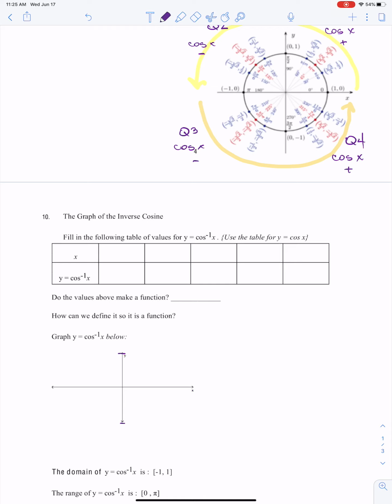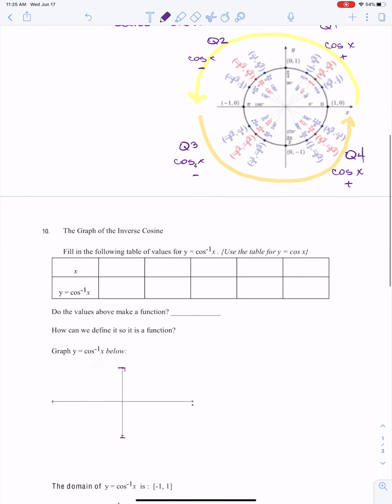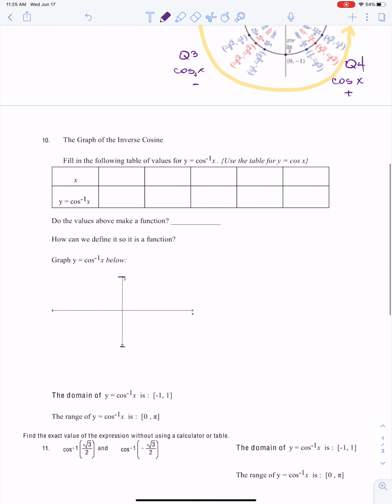So now I want to create the table for the inverse cosine function, and I am going to do what we did with sine. I'm going to take the table from above here, and I'm just going to swap my x and y values. So my x's become that -1, 0, 1, 0, -1. My y's, I got negative pi over 2, 0, pi over 2, and pi.